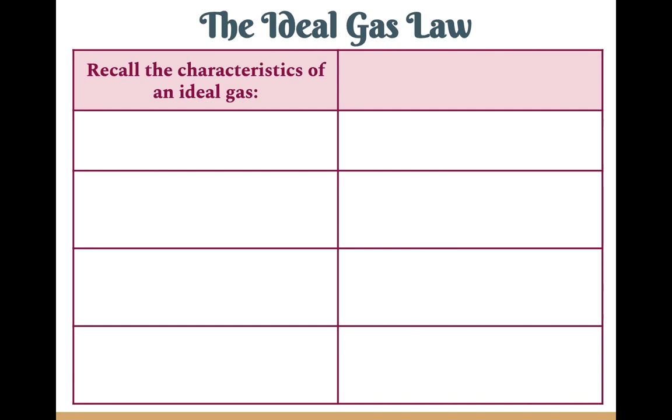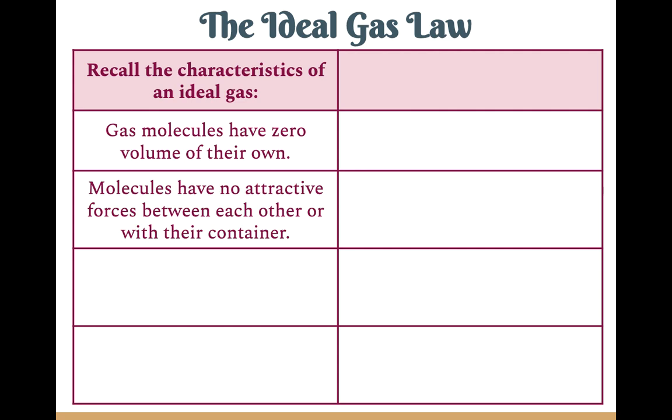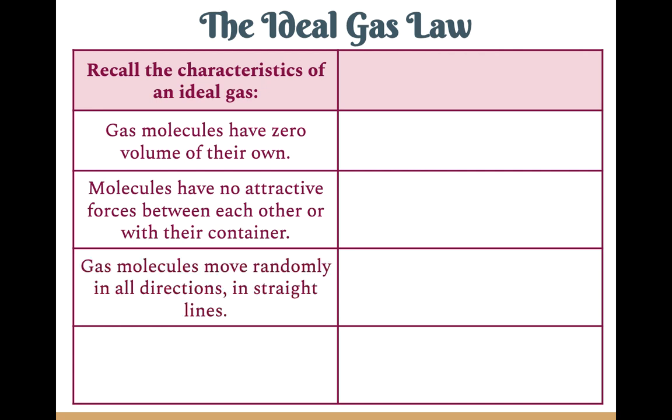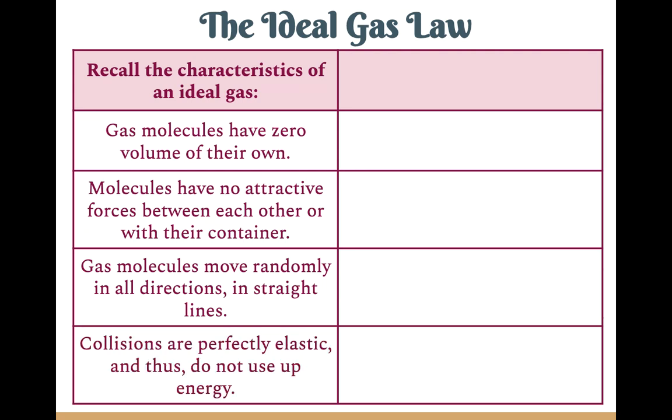So we've been talking about the ideal gas law. So let's just refresh our memory on what the characteristics of an ideal gas were. So in an ideal gas, the gas molecules have zero volume of their own. The molecules have no attractive forces between each other or with their container. The gas molecules move randomly in all directions in straight lines. And the collisions are perfectly elastic, which means they don't use up any energy.